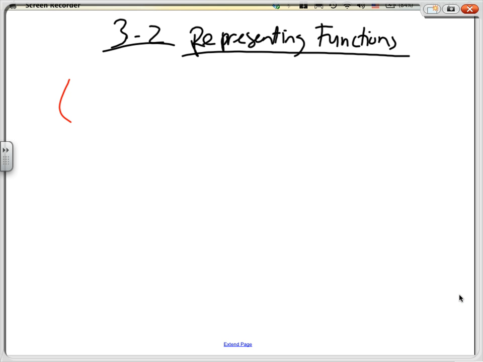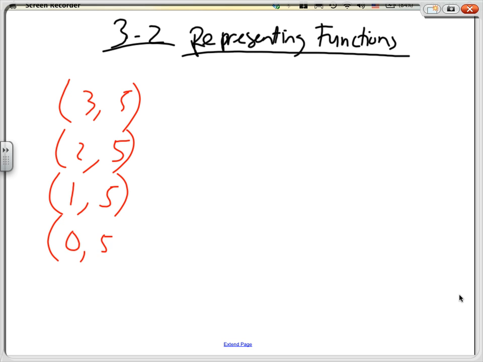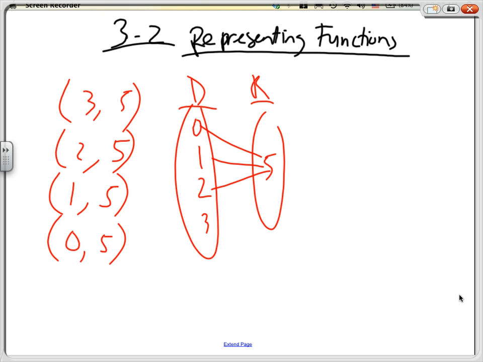Here we go. Pretend I have 3, 5, 2, 5, 1, 5, 0, 5, right? Duplicate range, is that true? But they all have different domain. If I do a mapping diagram on that one, it will look something like this: 0, 1, 2, 3, 5. If you do an actual graph and plot the points, you'll see this. 0, 5 right here. 1, 5 right here. 2, 5 right here. 3, 5 right there.